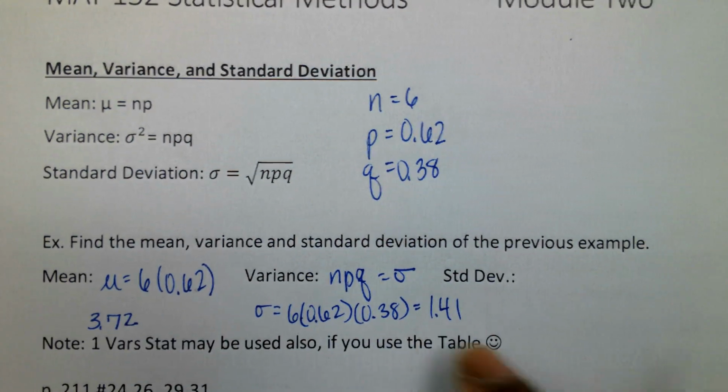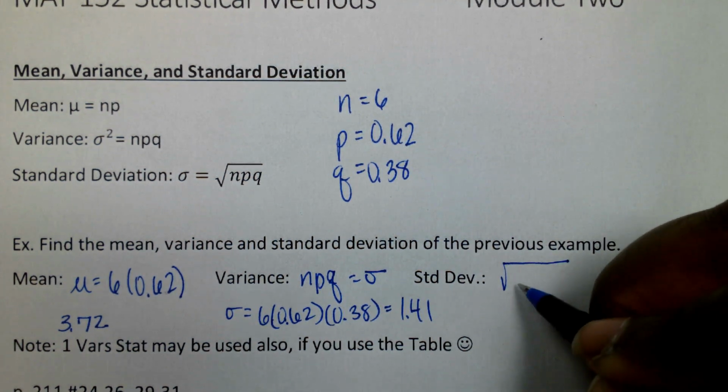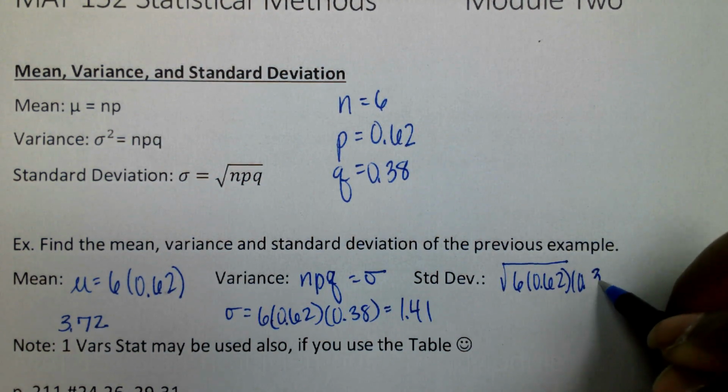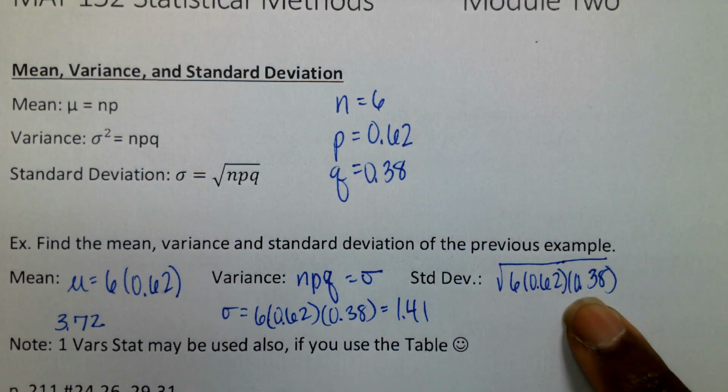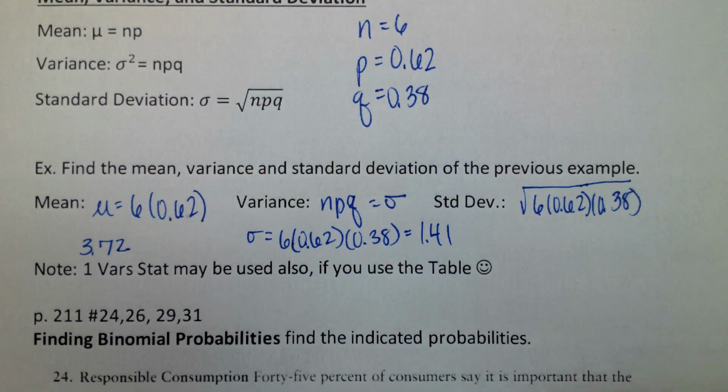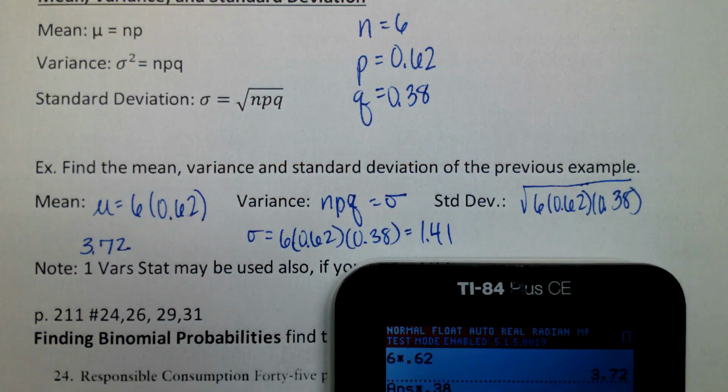And then standard deviation. I don't want to take the square root of my answer, I want to take the square root of those numbers. When I take the square root of the answer, I'm actually skewing my numbers. So you can do second answer, square root second answer, but I'm just going to write it in: 6 times 0.62 times 0.38. 1.19.